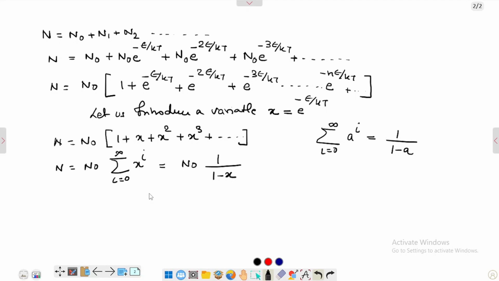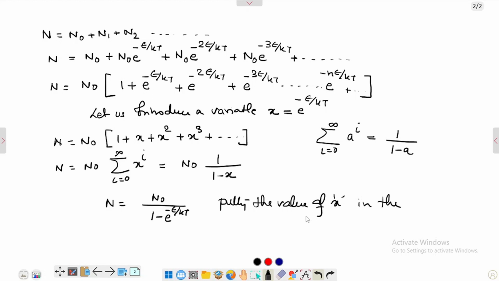Now if I plug this value there, I get N equal to N0 times 1 divided by 1 minus e to the power minus epsilon by kT, putting the value of x in the equation. As it's infinite and it comes to this, it goes to N0 times 1 by 1 minus x, and then I plug the values of x there.